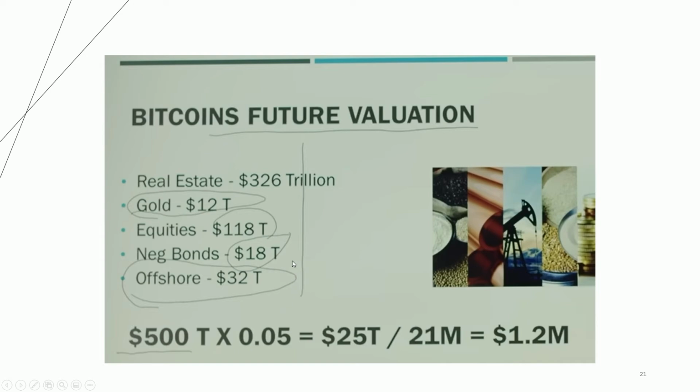And I would argue that, I mean, negative yielding bonds, I think it would make sense for a large portion of this to go into Bitcoin. Some portion of offshore accounts, I think it makes sense too. I think a good portion of gold as well makes sense. So even if I don't fully agree with the real estate one, I think the other asset classes could have a large amount or large percentage of that value go into Bitcoin. So I don't think this model is unrealistic.